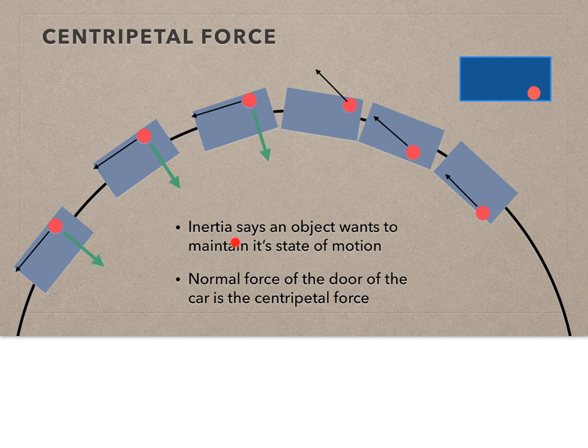Inertia says an object wants to stay in its state of motion. It wants to stay going in a straight line. And guess what? This is the weird part. That ball goes in a straight line. What happens is the car turns underneath that ball. The car turned, and the ball or the box, and we're talking about very low friction back here, will stay going in that same motion.